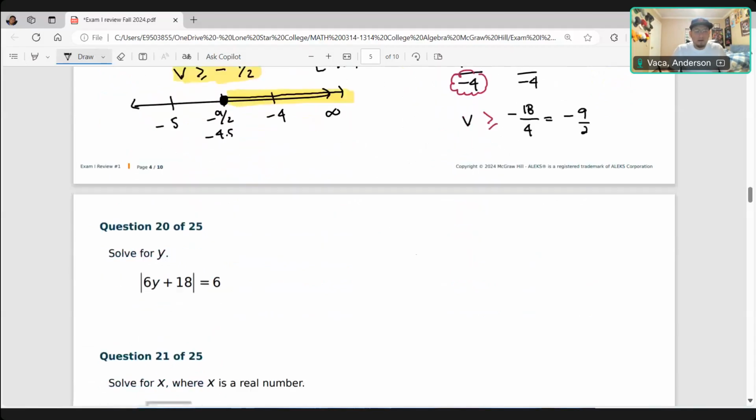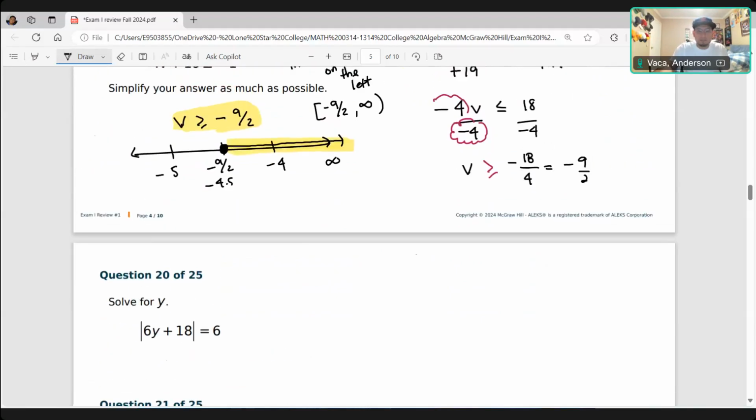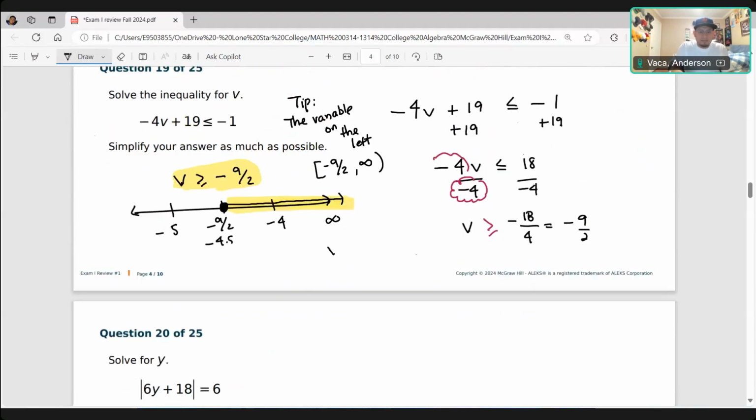Let me talk a little more. If the answer would have been just greater than negative 9/2, then the interval notation would have been parentheses negative 9/2, positive infinity, and the graph would have had an open circle, but I'm still selecting answers to the right.